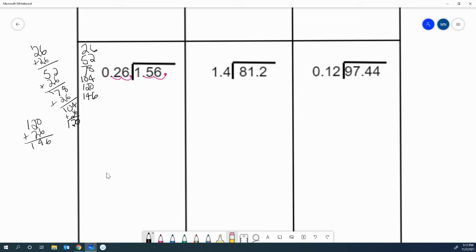I'm going to double check. 1, 2, 3, 4, 5, 6. I'm going to say 26 times 6, because I know that I am stronger at multiplication than I am at addition, so I'm double checking myself.